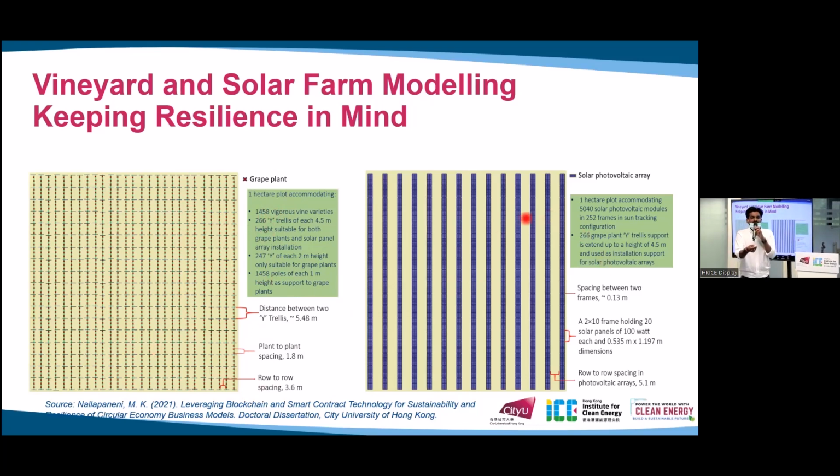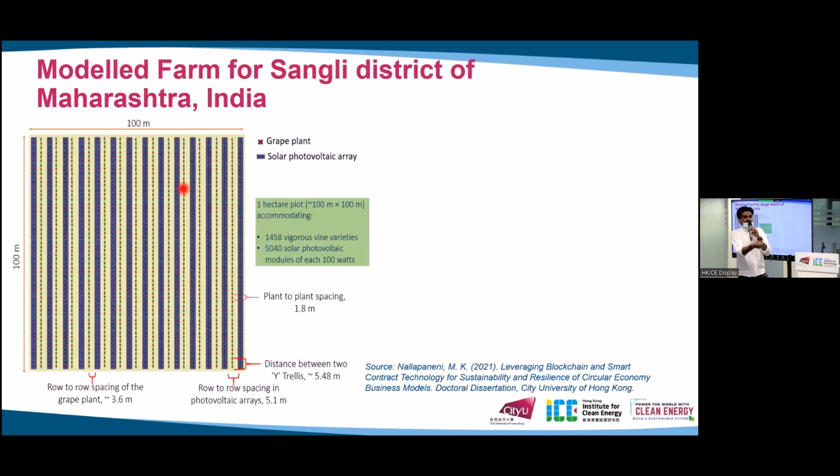Now, similarly, considering the land use conflicts and keeping performance in mind, we tried to optimally design the solar power plant. Then we got almost 5040 solar photovoltaic modules. Each module has 100 watts capacity. Then we placed the concept like this.